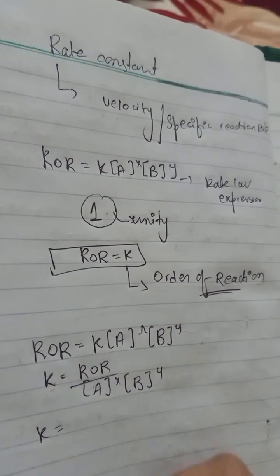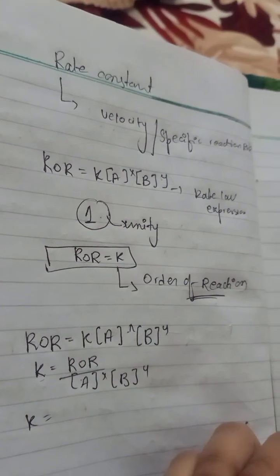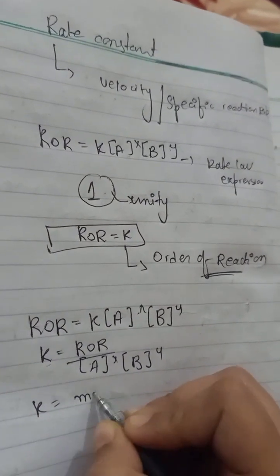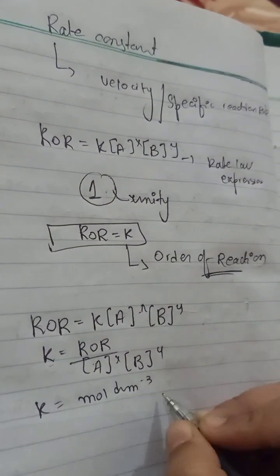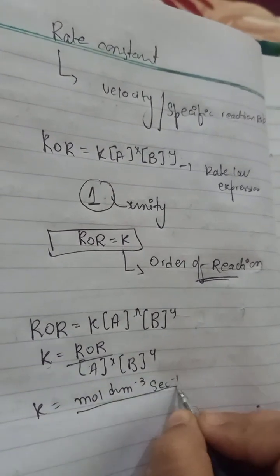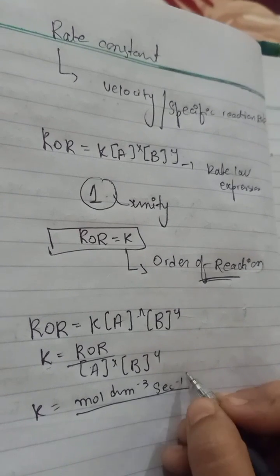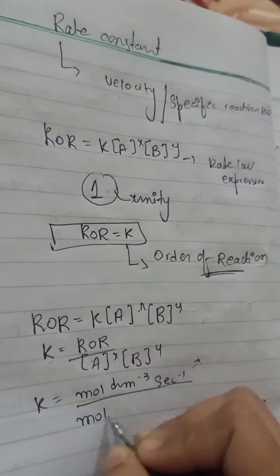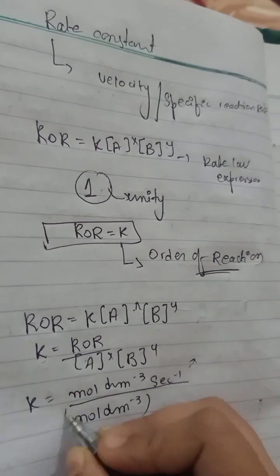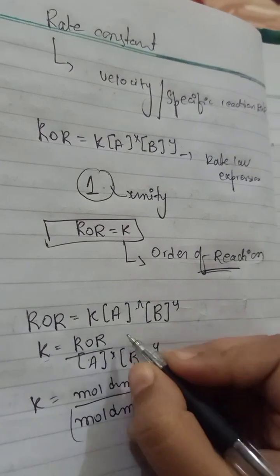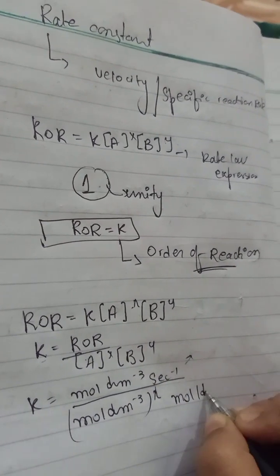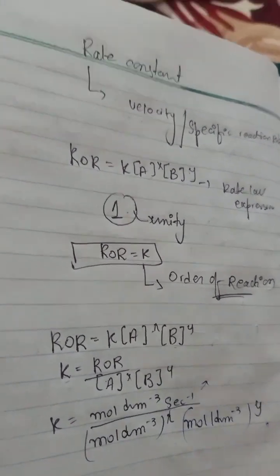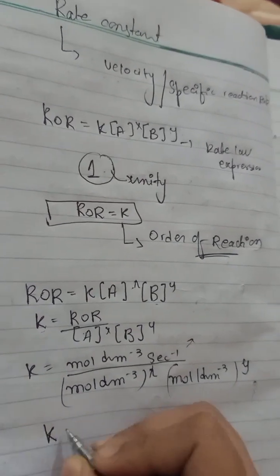So K is equal to the rate of reaction divided by [A]^x[B]^y. We found the unit of the rate of reaction in the previous video: mole per dm cube into second inverse. Now the unit of concentration is mole per dm cube, so mole per dm cube for the concentration of A to the power x, and mole per dm cube for B to the power y.